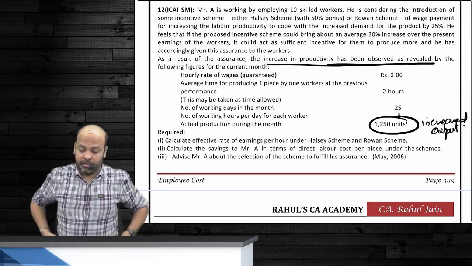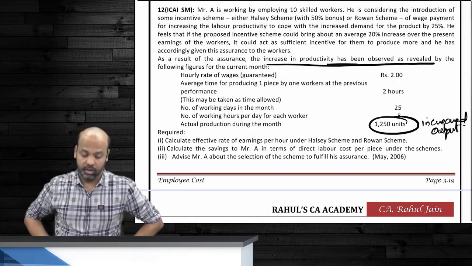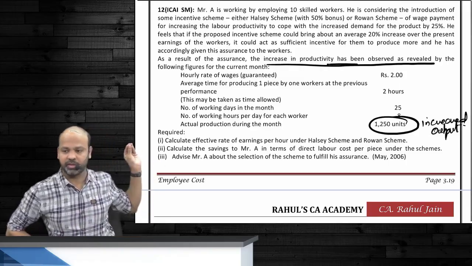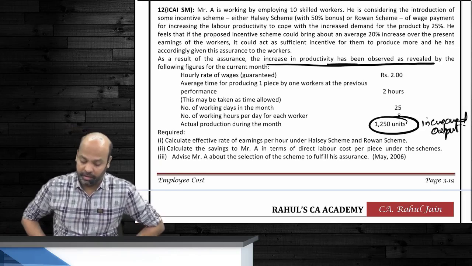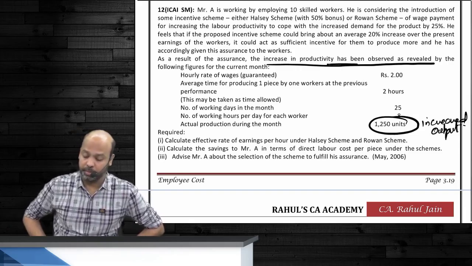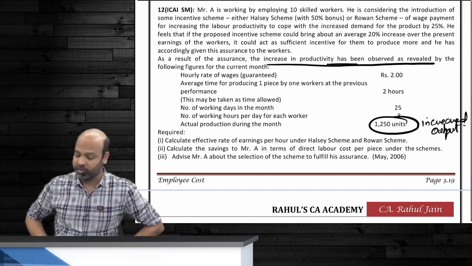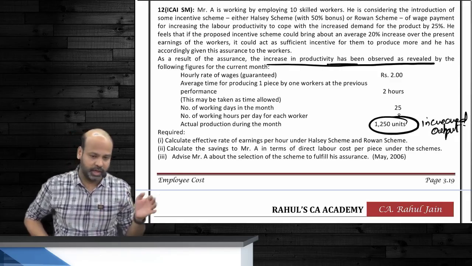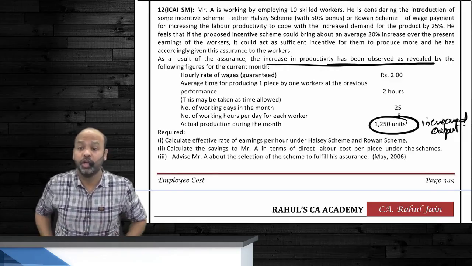The hourly rate of wages guaranteed, beta, is 2 rupees. Beta, ignore the rates and everything. Those questions have been running like this since the 1960s. Okay, that is why. Average time for producing one piece by worker at the previous performance is. This can be considered as time allowed. Earlier, just like the question that we did, our current output is 6 units per hour, but under incentive, output is increasing to 8 units.